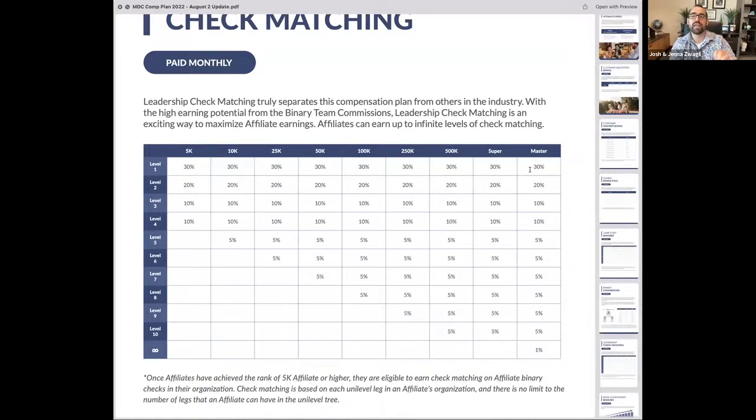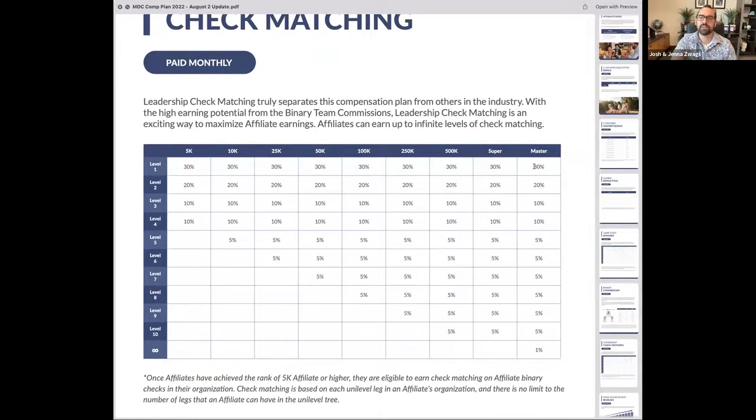So here you're able to earn check matching on that entire organization, even though they're on a power leg or a big leg in your group. And so again, there are people that aren't balanced in My Daily Choice. They have one huge leg, but their biggest income in their earnings summary is the leadership check matching.